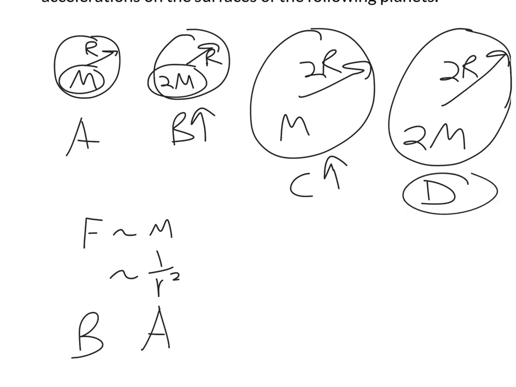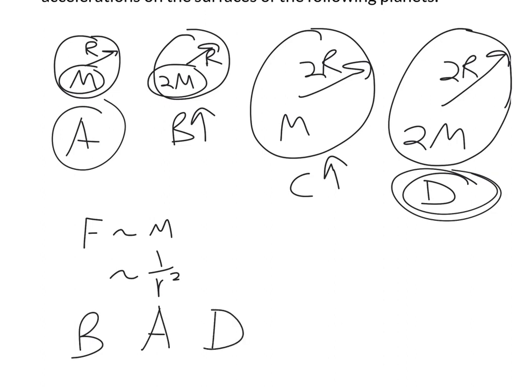D has twice as much mass as A, right? If we're comparing these two, it has twice the mass, but it has twice the radius, which is 1/4 of that. So you're increasing the contribution of the mass by 2 times, but you're reducing the radius contribution by 4 times. So D actually has half the force, or the acceleration at the surface, as A. So D will come next.